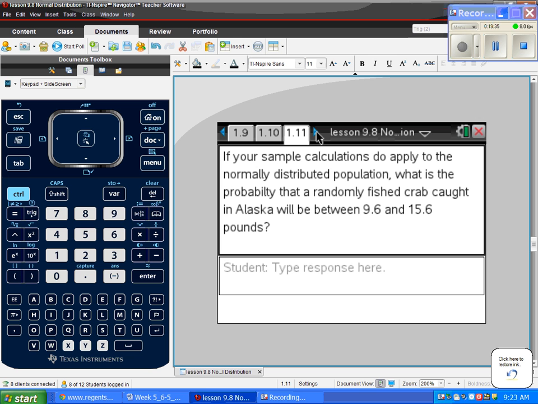All right. So knowing those numbers, you remember we got this mean of 12.6 and the standard deviation of 1.5. If our sample calculations apply to the normally distributed population of these crabs, what is the probability that if I randomly drop a fishing line in the water and catch a crab, it'll be between 9.6 and 15.6 pounds? What's the key words before I go any further?